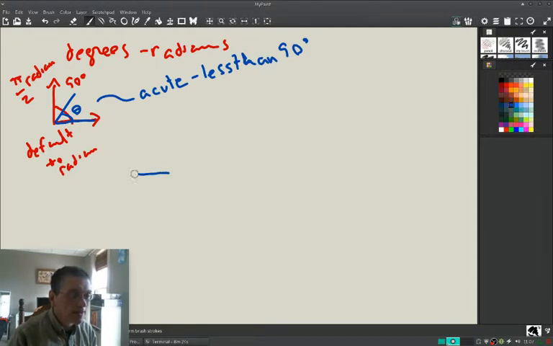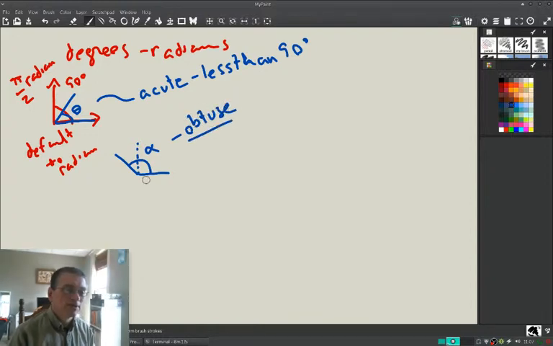Similarly, we can have an angle that's bigger than 90 degrees, and this angle would be obtuse. Another commonly used English word. Not common, but has its own meaning. Obtuse just means larger than 90 degrees. We can have angles, and this sort of divides the circle up.